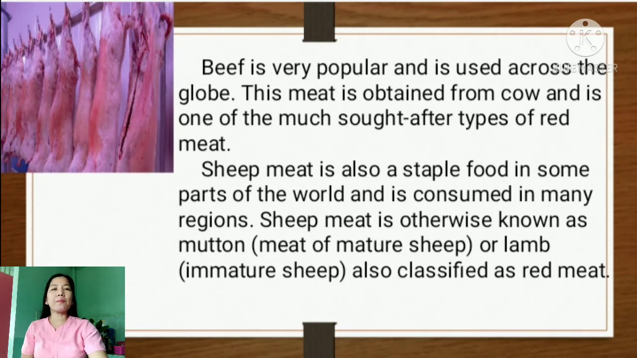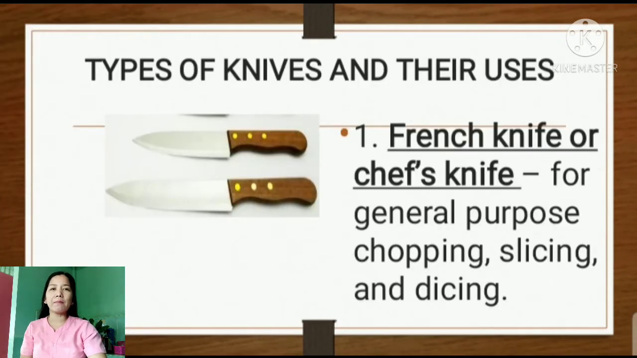Okay, so sa pagpe-prepare ng mga meat o ng karne, kinakailangan nating gumamit ng mga tools and equipment. At ang pinakang common nating ginagamit ay yung mga kutsilyo. So, we are going to discuss now the different types of knives and their uses. So, the first one is what we call the French knife or the chef knife. The chef knife is used for general purpose, chopping, slicing, and dicing. So, French knife or chef knife is used for general purpose of chopping, slicing, and dicing.